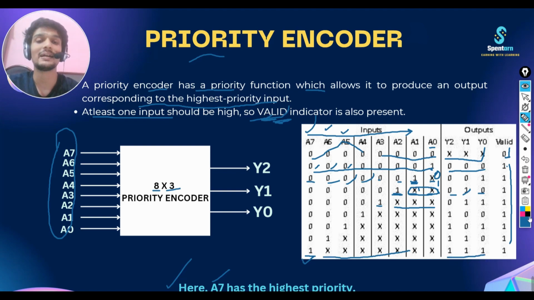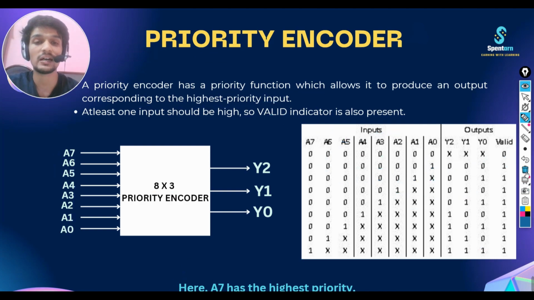So this is how the priority encoder works. Basically, here we have the priority already defined for the input bits, and according to that, we have the output on the output side. Okay.